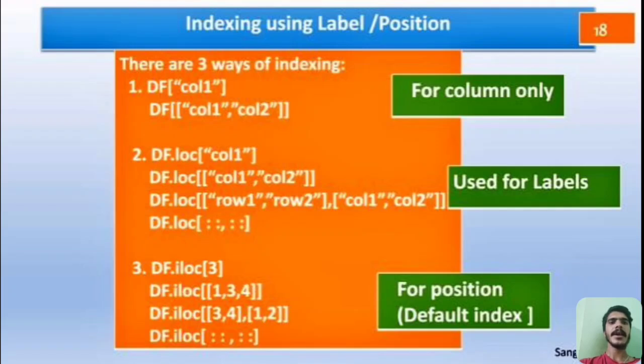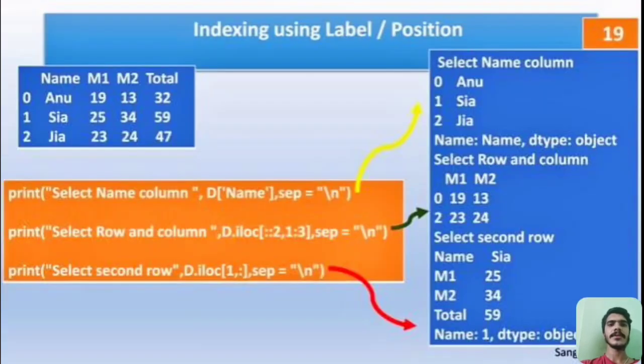Indexing using label and position. There are 3 types of indexing: df of column 1, df of column slash 1, and df.iloc of 3 for column. The second one is label, the third one is position. Next, indexing using label or position. The example is to select the name column, d.name. Select the row and column, d.loc[2, 1:3].